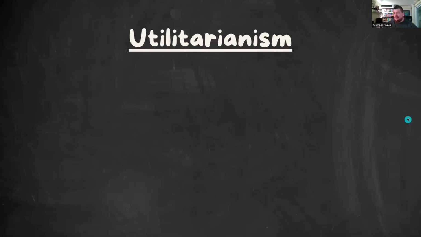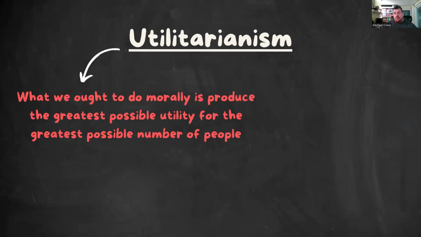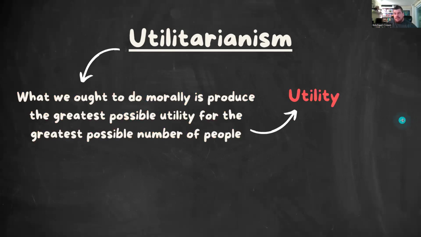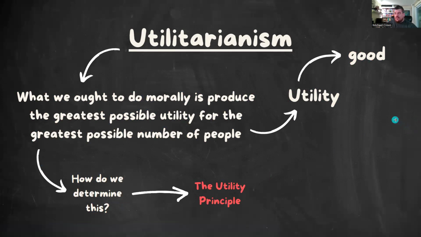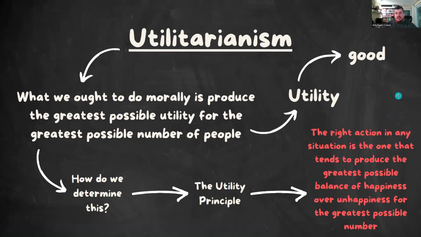Now, when we talk about utilitarianism, that's kind of like an umbrella. What we ought to do morally is to produce the greatest possible utility, which is just good or happiness for the greatest number of people. So utility is good. How do we determine this? The utility principle that Jeremy Bentham talks about: the right action in any situation is the one that tends to produce the greatest possible balance of happiness over unhappiness for the greatest possible number. Okay?